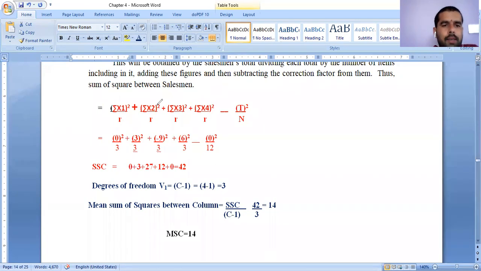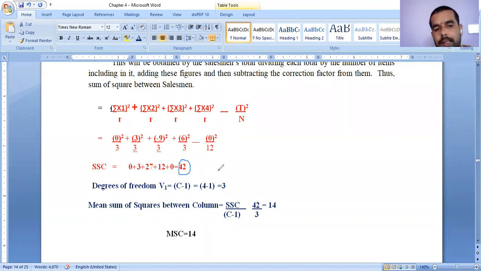Then next sigma x2, that is 3 square by 3, which is again 3. 9 square by 3, that is 27. 6 square by 3, that is 12. Then finally the SSC value is equal to 42. When you hear SSC, you have to remember the final ANOVA table. In the place of SSC you have to write this 42.